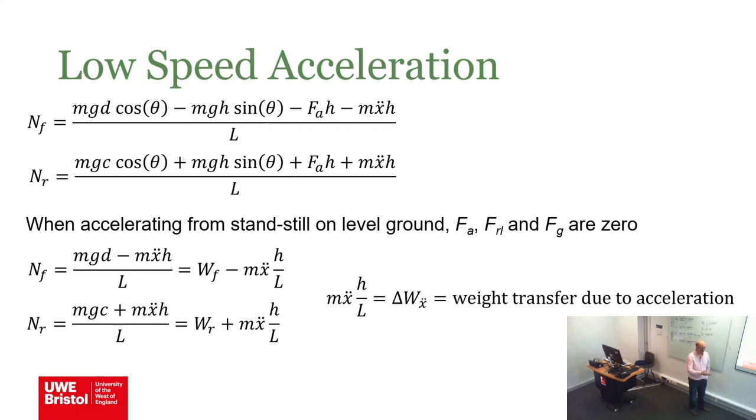So if you know your front and rear loading in the static case, and you suddenly accelerate from low speed, you can just add on this term to the NF and NR static case, and you'll get the weight transfer due to acceleration. And clearly, you can see that's dependent upon the height of the centre of gravity, your wheelbase, and the mass and the acceleration value.